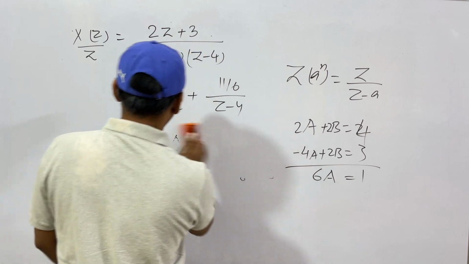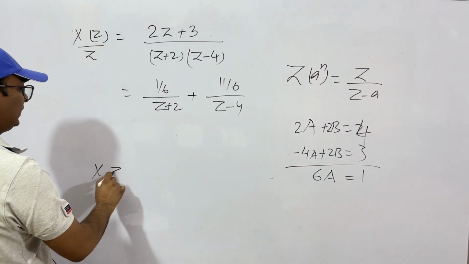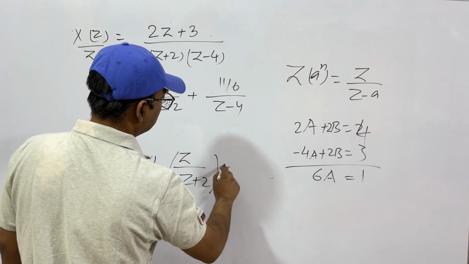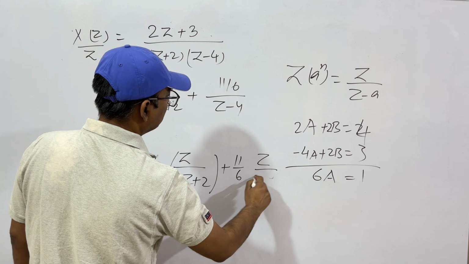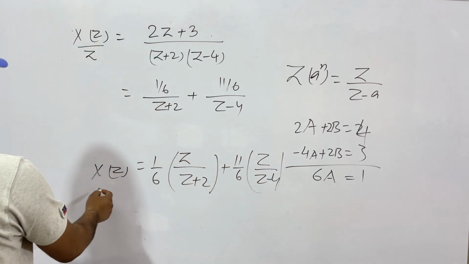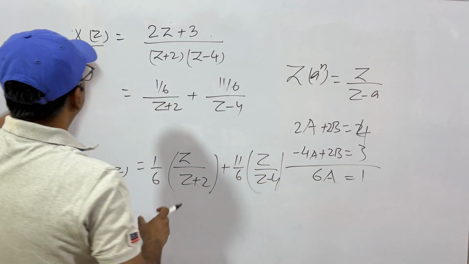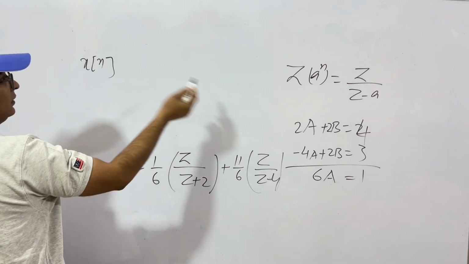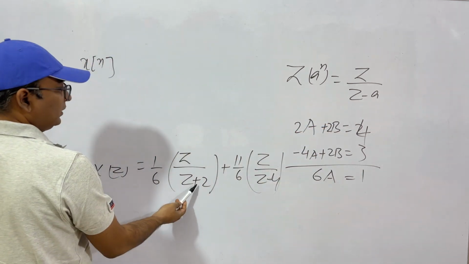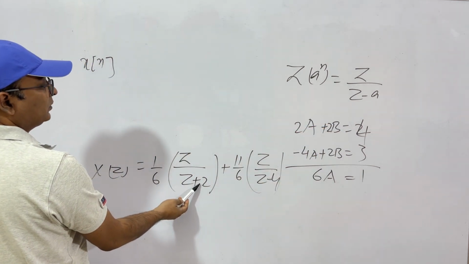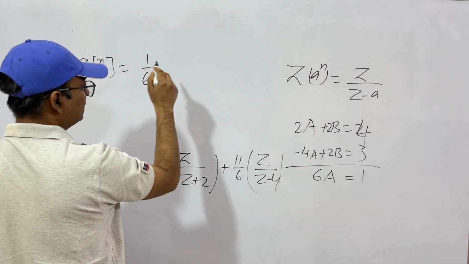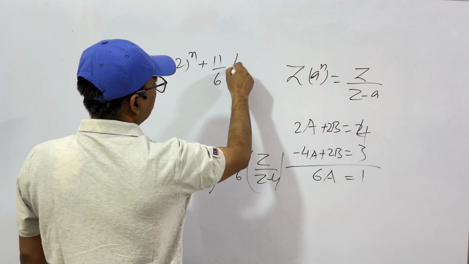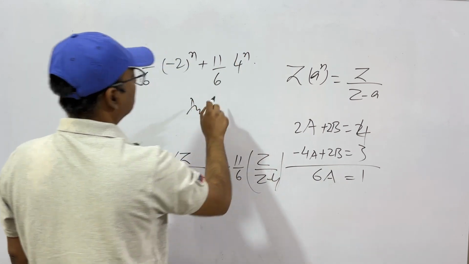So your function is actually, now you know your X(z) is 1 by 6 of z by z plus 2 plus 11 by 6 of z by z minus 4. Now you understand why we took X(z) by z. Now our function is like this. So what will be xn? See, compare it with this. This is minus 2. Your a is minus 2. So it will be 1 by 6 times minus 2 to the power n. This is the first term. Second term is 11 by 6. This is 4. 4 to the power n. So this is your answer. Okay.